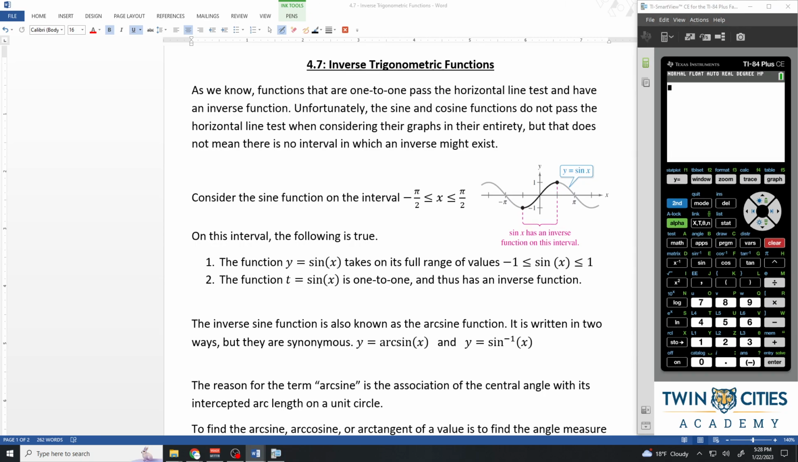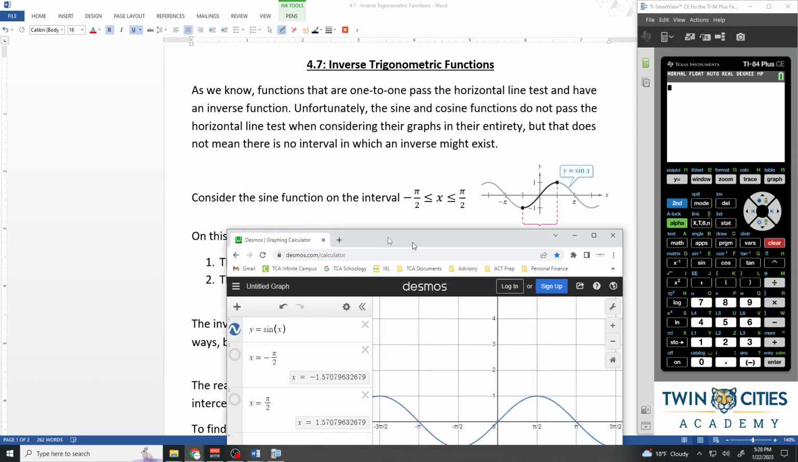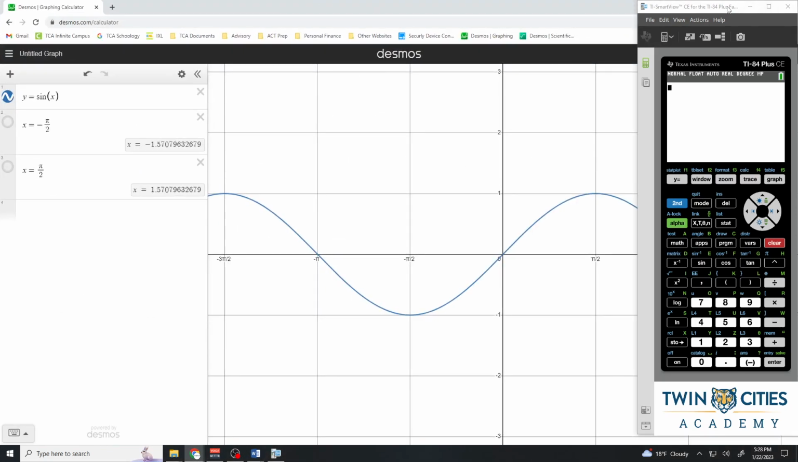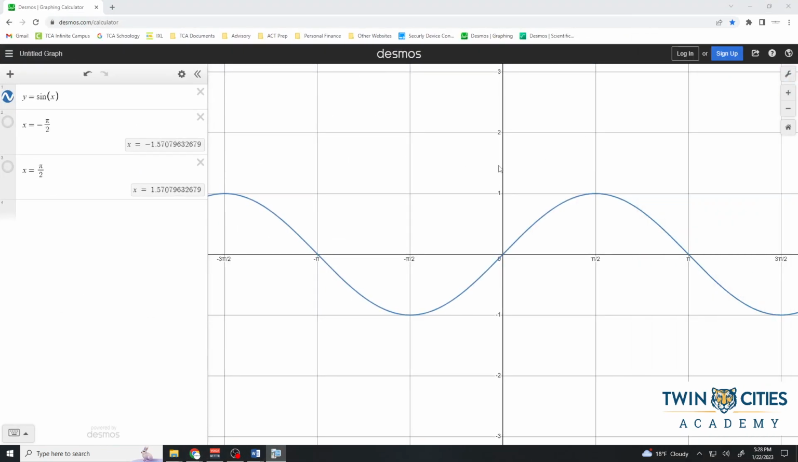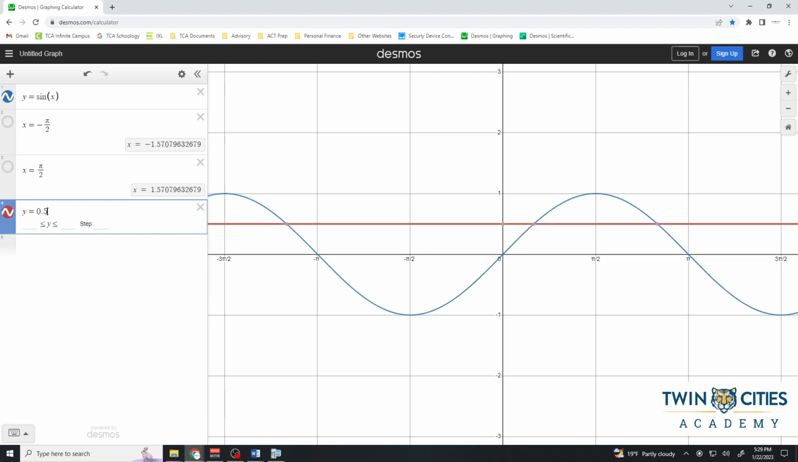Let's bring over a graph of y equals sine of x. Okay, so this is y equals sine of x. And as we can see here, this does not pass the horizontal line test, because if I were to put a line here, say y equals 0.5, we would see there's multiple points in which this hits the graph. So there is no inverse function.